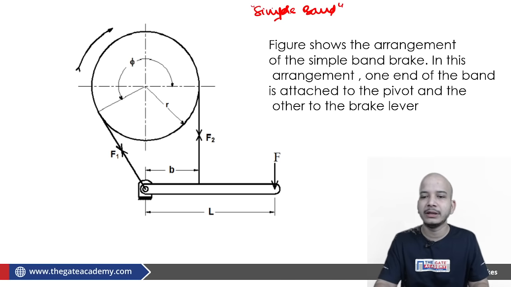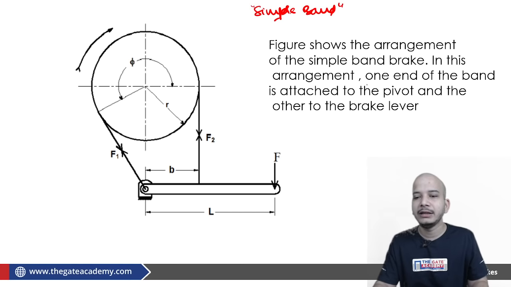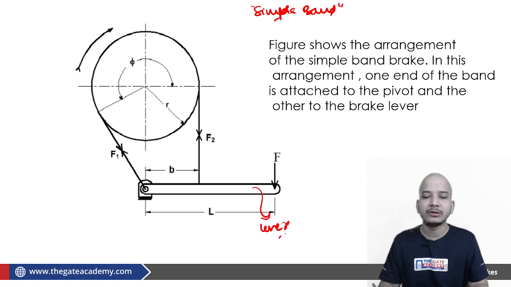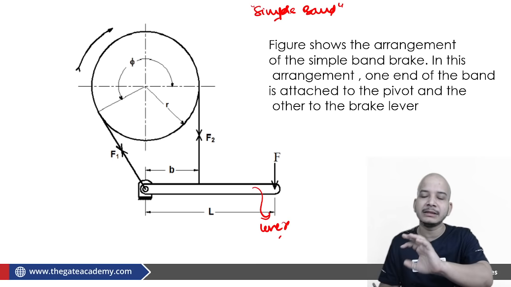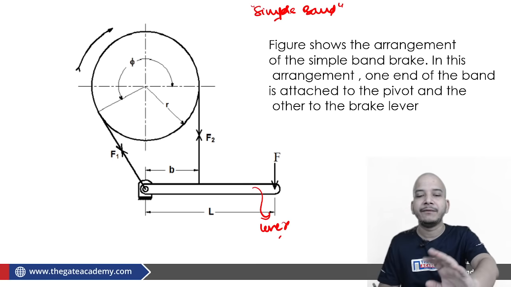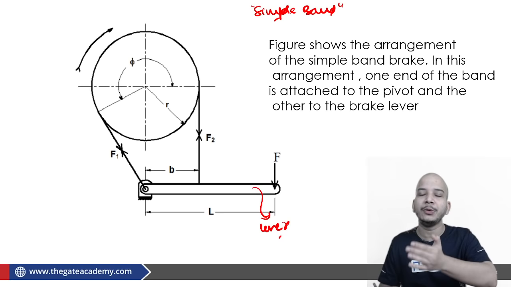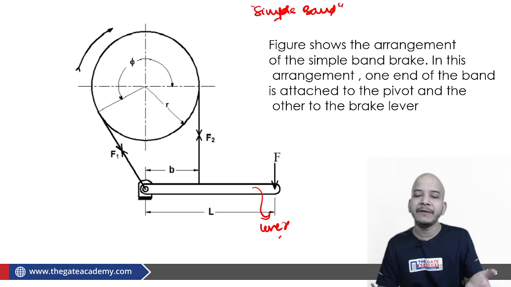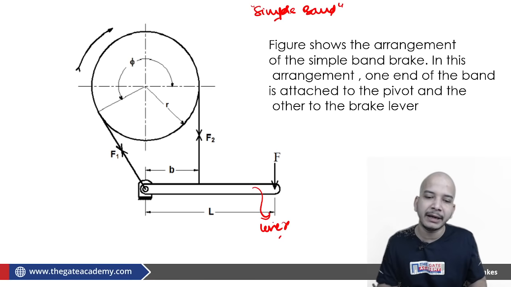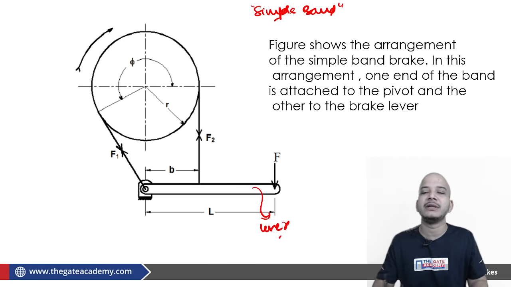So here you can see the definition. In this arrangement, one end of the band is attached to the pivot and the other end, of course, should be on the brake lever, or else it is not possible. If one end of the band is not on the lever, then it is not possible for you to apply the brake. So it is mandatory for one end to be on the lever. The other could be either on the lever or on the pivot. If it is on the pivot, then we are talking about a simple band brake, and if it is not on the pivot, then we are talking about a differential band brake.